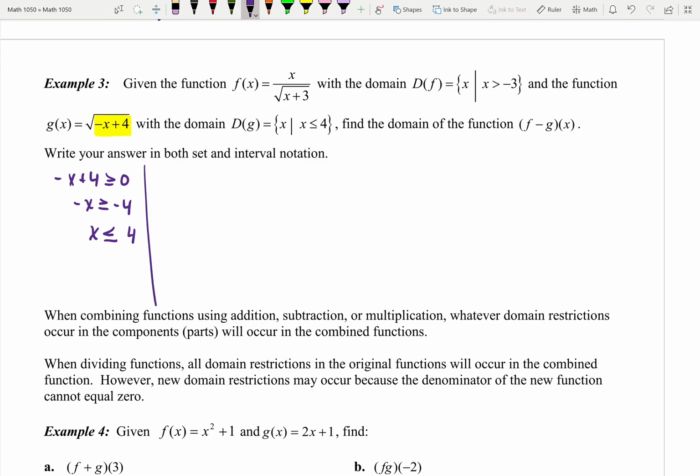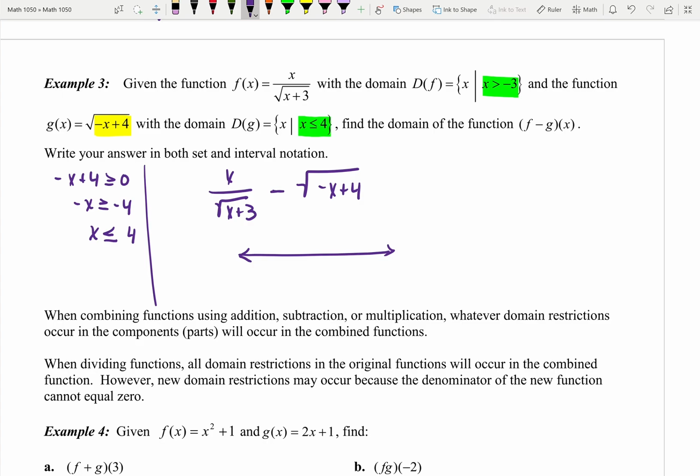So find the domain of f minus g of x, okay? So you go, here's my f of x, and here is my g of x, okay? Now, honestly, guys, you don't even have to do that. Here's what you have to do. You have to say, okay, I'm going to graph that on a number line, and I'm going to graph that on a number line, and it has to satisfy both of those requirements, okay?